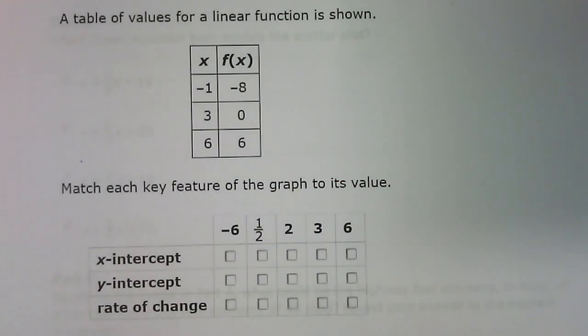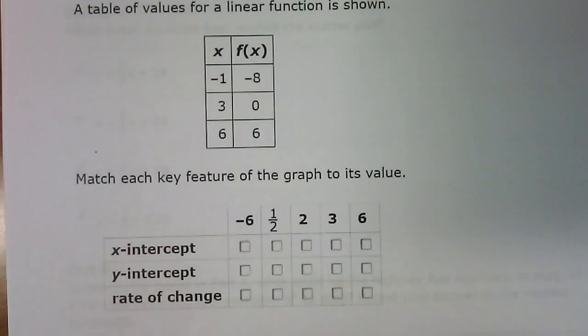Right, for this EOC practice question, we're given a table of values and it says it's a linear function. It says match each key feature of the graph to its value. So they list x-intercept, y-intercept, and rate of change. So we need to think about what each of these means before we get started.